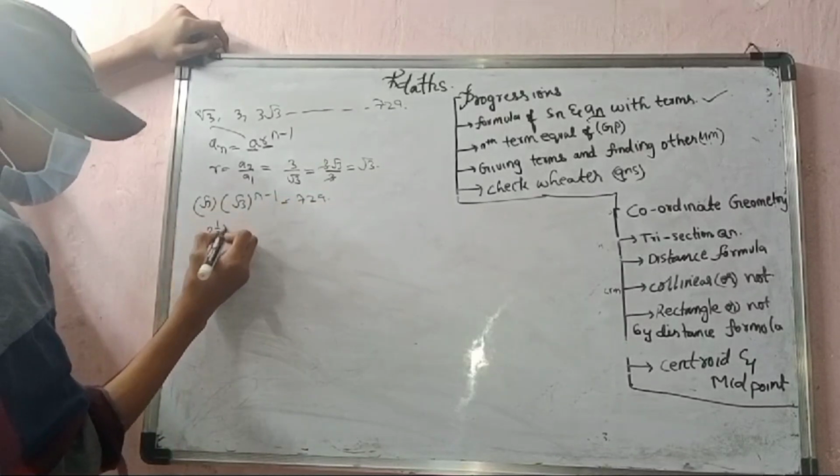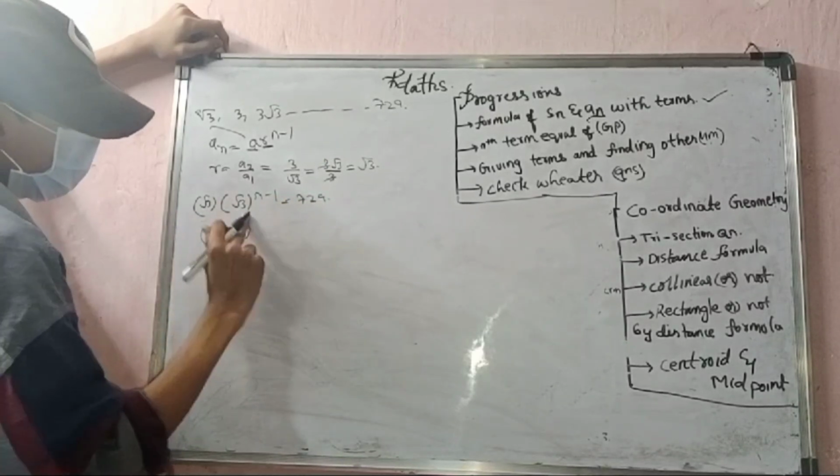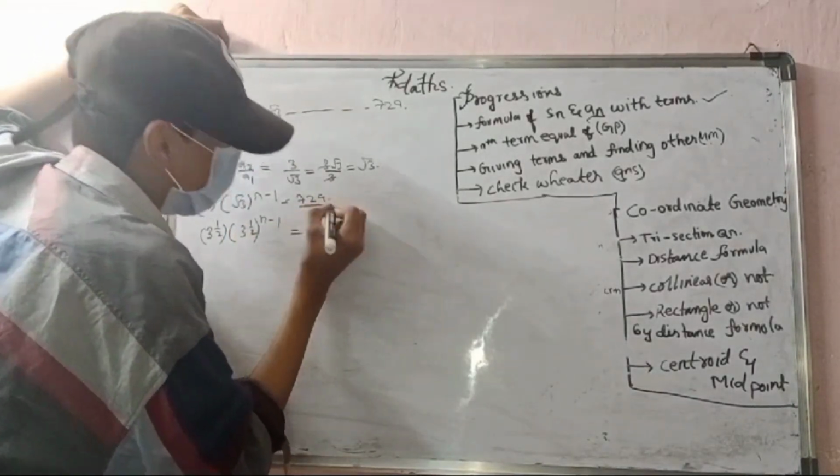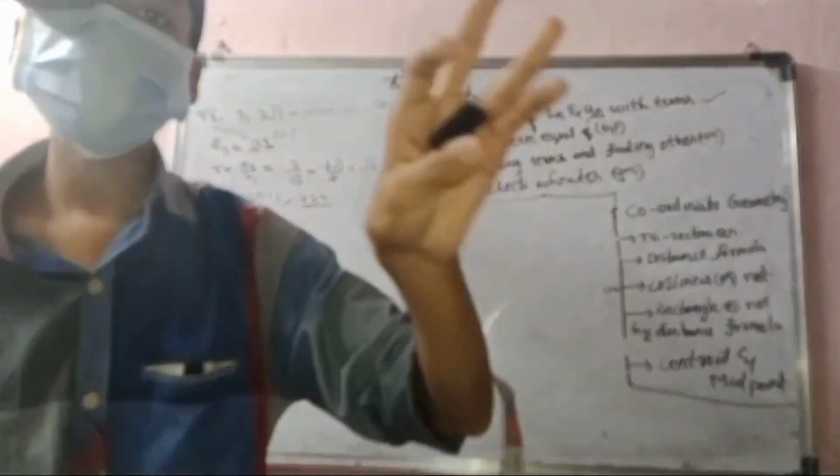Okay, now root 3, what can we write? 3 power 1 by 2, into here also 3 power 1 by 2 whole to the power of n minus 1, which equals 729. It is 27 squared, and we can write 27 as 3 cubed.